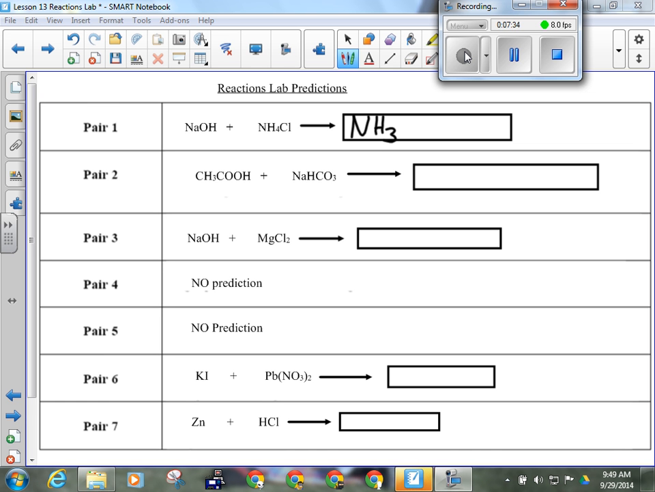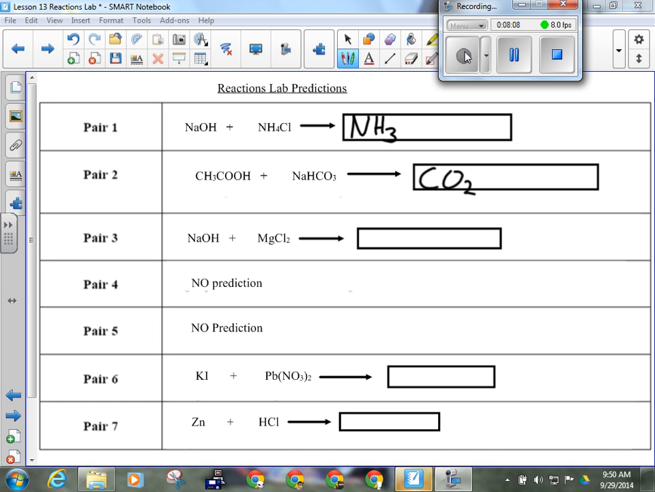In pair number 2, you also had a gas produced, which is probably not something you predicted. What gas gets produced when you mix these 2 things together? It'll put fire out. Carbon dioxide. This is not a combustion reaction, but carbon dioxide is the gas that was produced in that reaction. Again, there are 2 other products in that reaction as well.